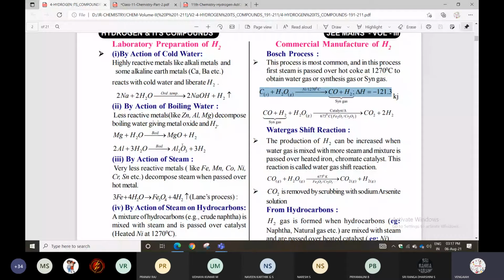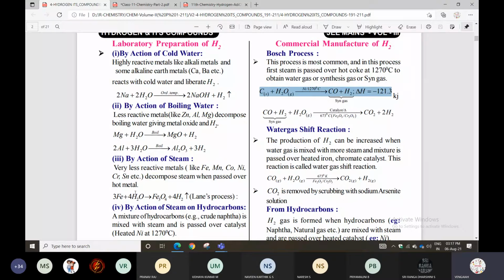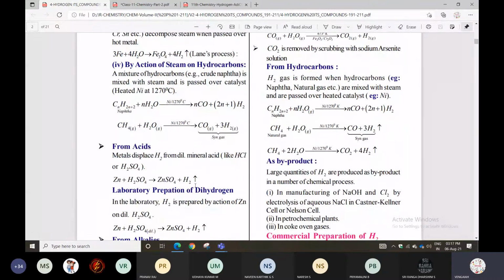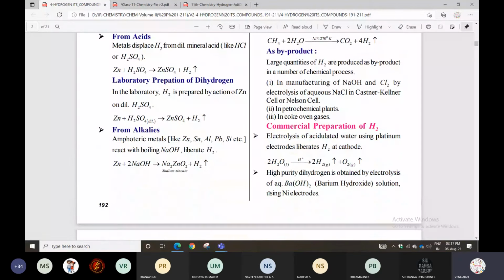Next one, it reacts with hydrocarbons. Hydrocarbon plus water forms syngas. Again, syngas like CO plus H2O forms CO2 plus H2, water gas is formed. Those things only they discussed. Metal plus acid, metal plus base, so what will form? Salt plus hydrogen gas. Here you can use amphoteric metals like Zn, tin, aluminium, lead, silica. These metals will react with base to form hydrogen gas.